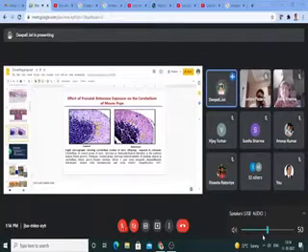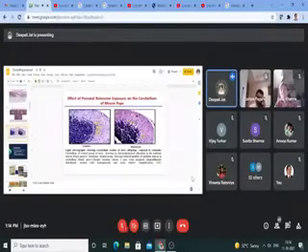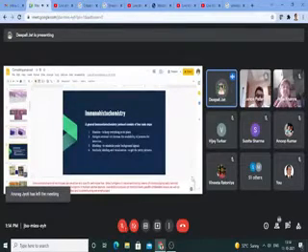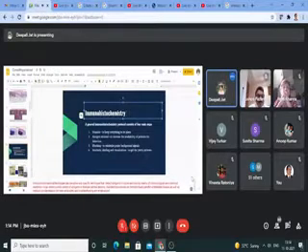Then the rotenone treated group shows a reduced number of Purkinje neurons in the cerebellum. When the proper procedure is adopted for hematoxylin and eosin staining, then we got very good results. So the next one is an advanced technique like immunohistochemistry. Nowadays we are using immunohistochemistry.